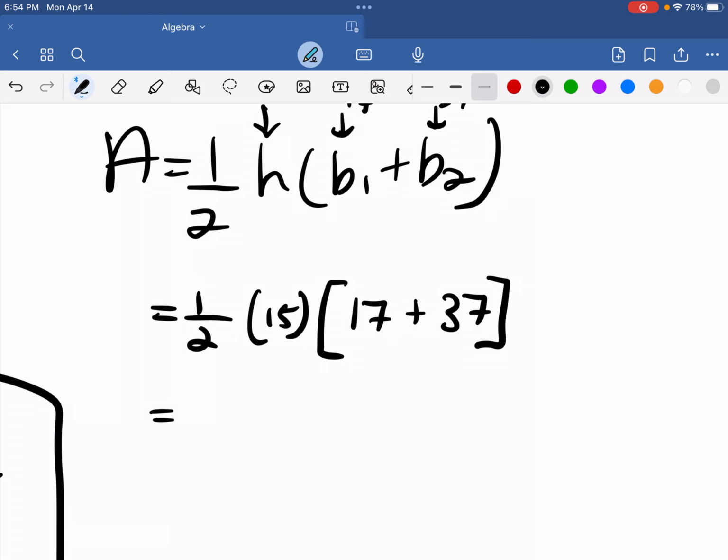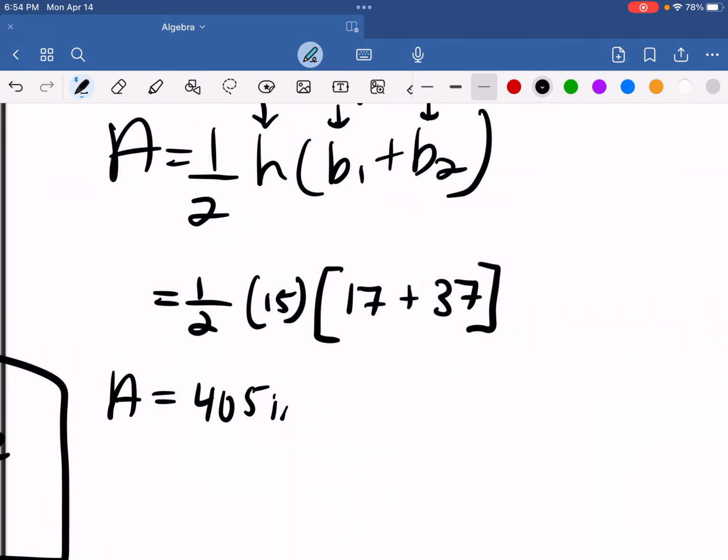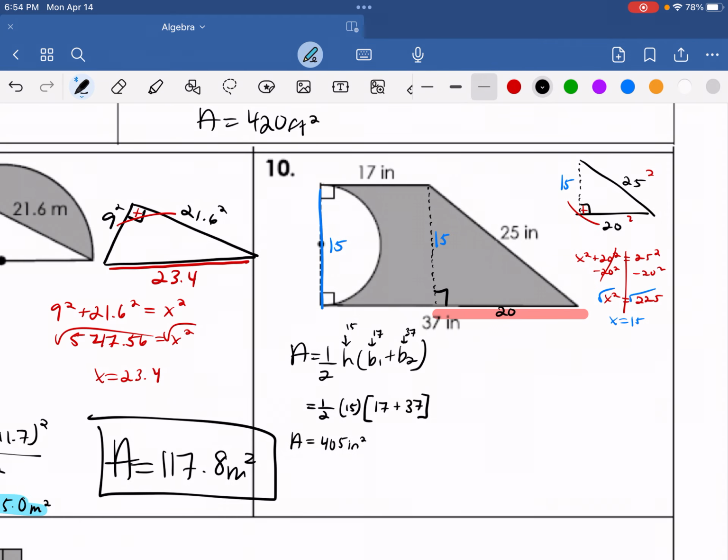15 times 17 plus 37. And I get 405. Sorry, 405 inches squared. Let me see, 17 times 15. Yep, 405. So we get 405, and that's for the whole shape.